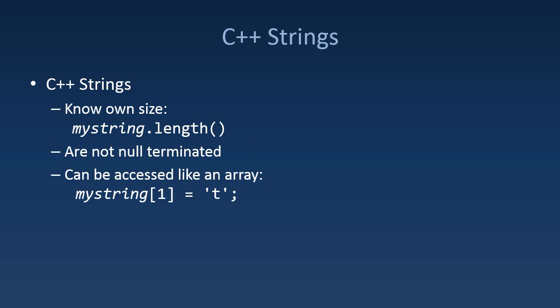Now, C++ strings, much more friendly to use. We can ask them for their own length. We don't have to worry about null termination. They may be, they may not be behind the scenes. And we can still access them like an array. Behind the scenes, they probably are stored with some kind of array, and they allow us to index into a particular string just like we would with a C-style string, a character array, or any other array.